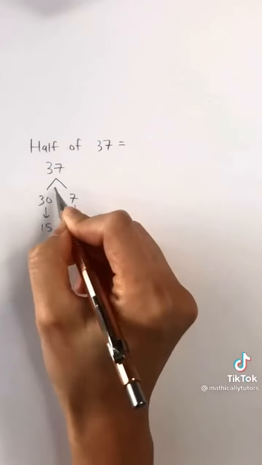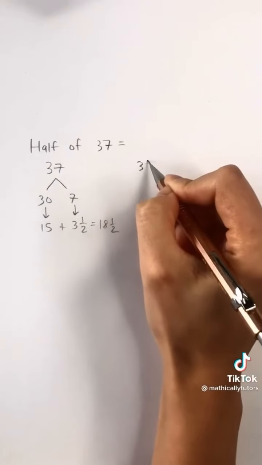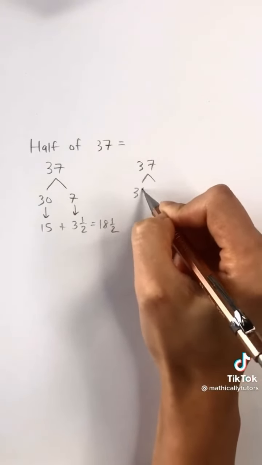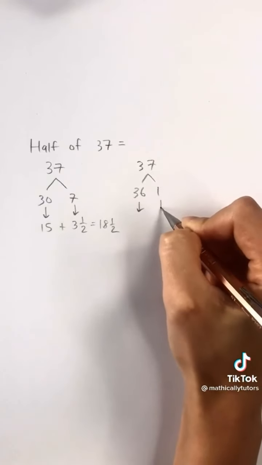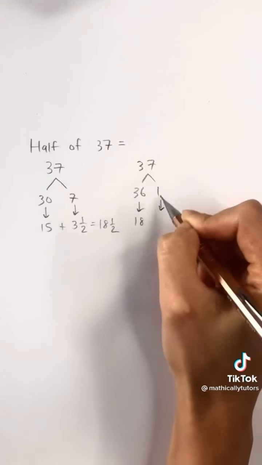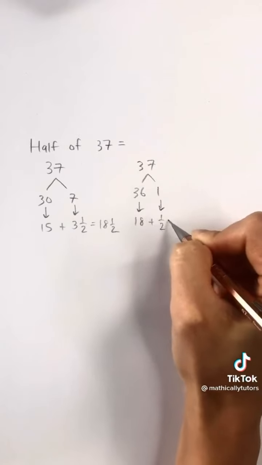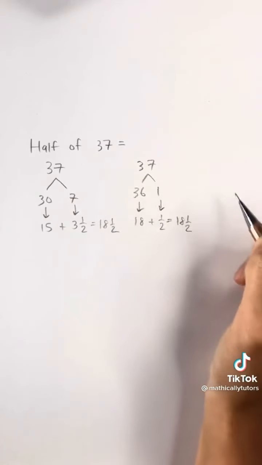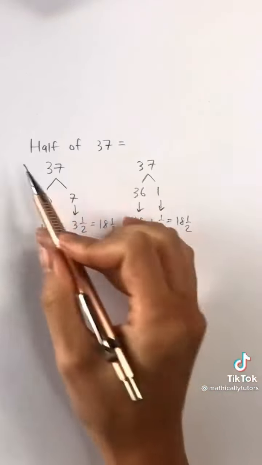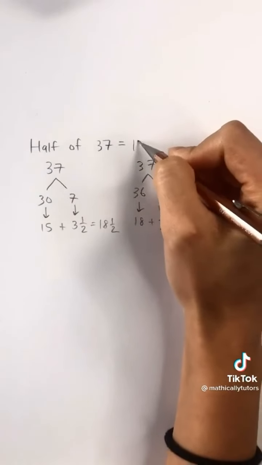But let's say you don't like this combination. Well, you can try a different one. 37 can be broken down into either 36 and 1. Take half of those numbers. Half of 36 is 18, half of 1 is 1/2, and you add them up, then you get 18.5 again. So you can try any combination that you do like, but at the end of the day, you'll get half of 37 is 18.5.